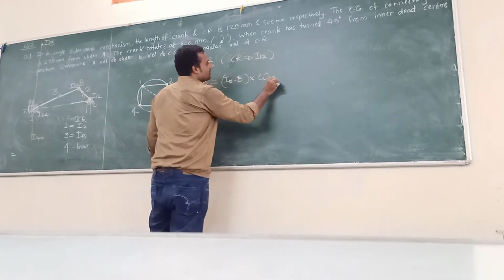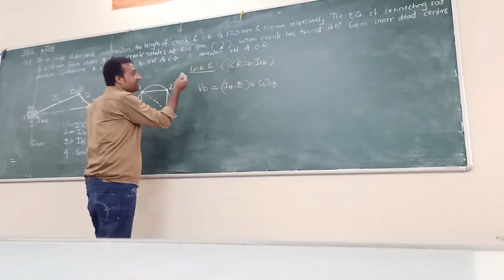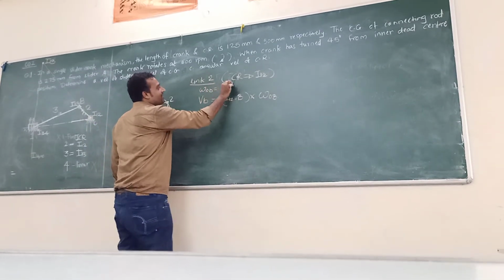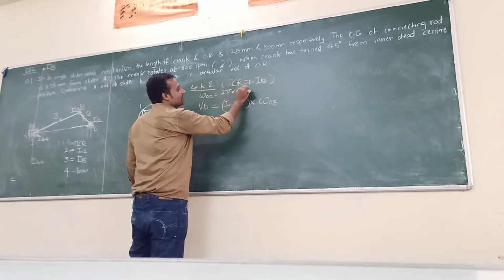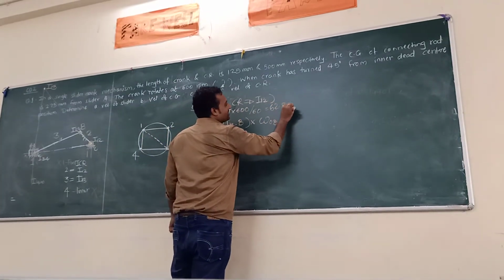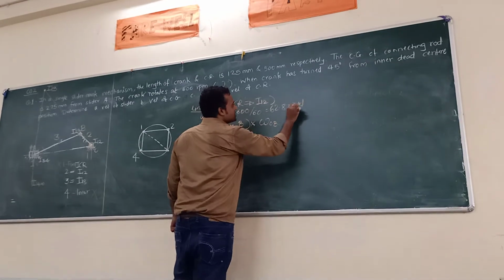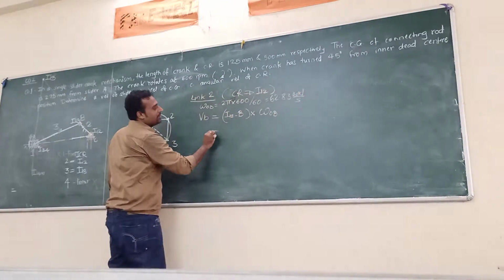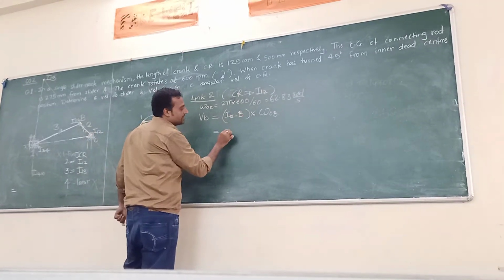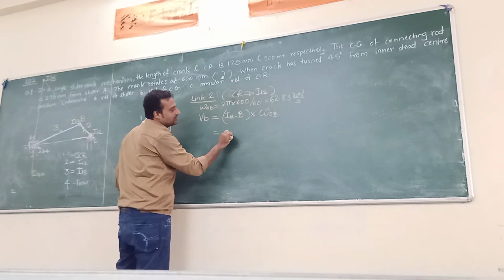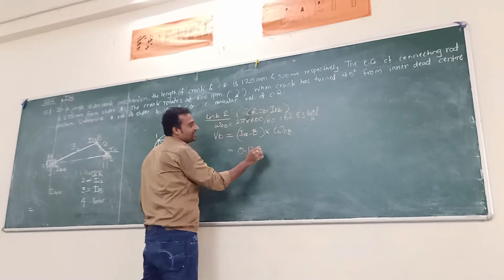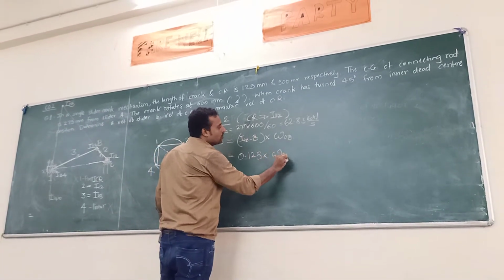Omega OB, which we have already calculated, is 2 pi n by 60, with n equal to 600, so this is 62.83 radians per second. So VB, this distance is 0.125, the actual length of link AB, into omega OB.